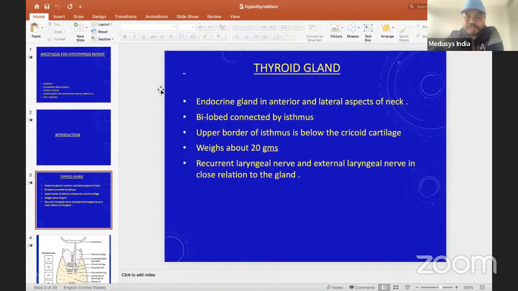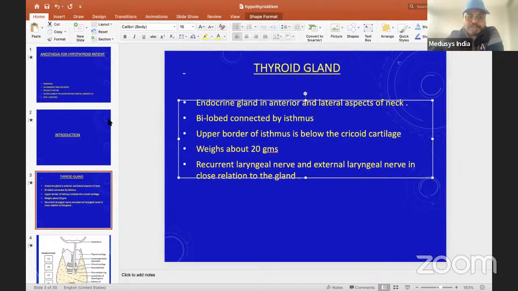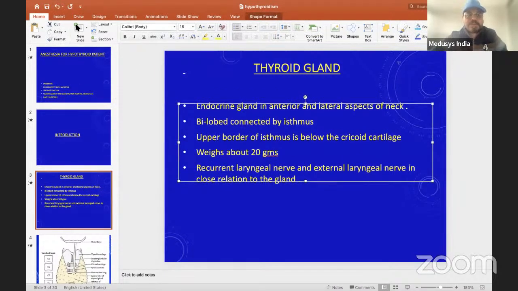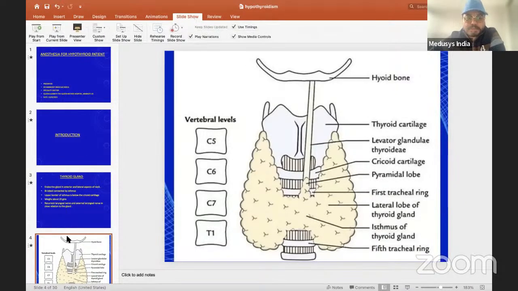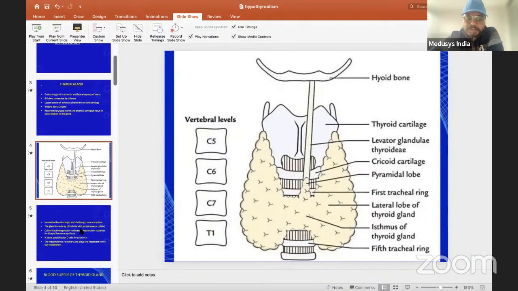Okay, now the next. Just hold on, it's not coming. Okay. So these are the vertebral levels. You can see where the hyoid bone is. It's connected with the thyroid cartilage, cricoid cartilage, first tracheal ring, and second to fourth tracheal rings. The thyroid isthmus is pressing centrally on the trachea. Vertebral level C5 to T1. These are the main basic things about the thyroid.